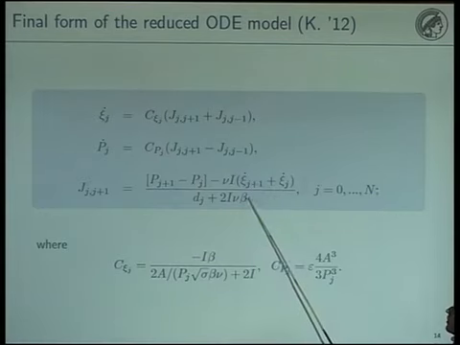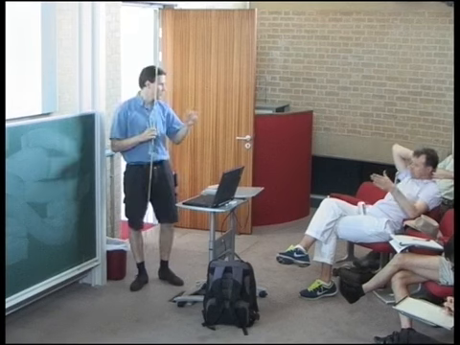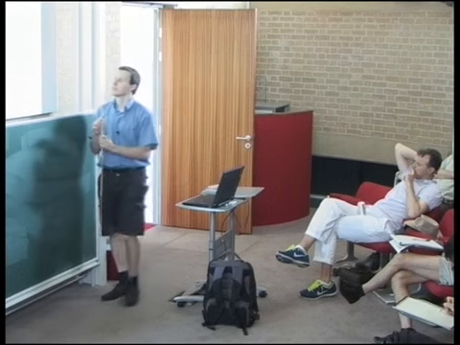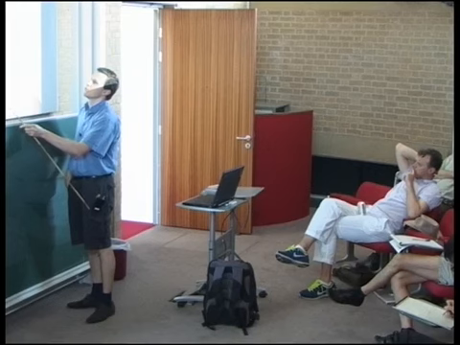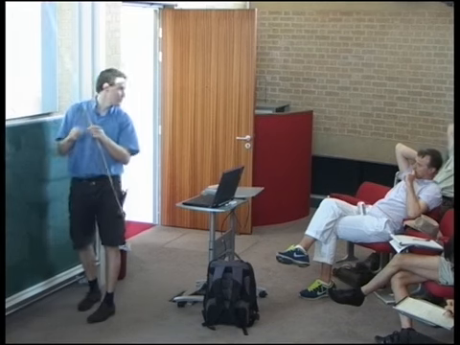Could you just explain again the notation? So this subscript j, j plus 1, what does that refer to? So j refers to the droplet number j, and flux j plus 1 refers to the flux between droplet j and droplet j plus 1.